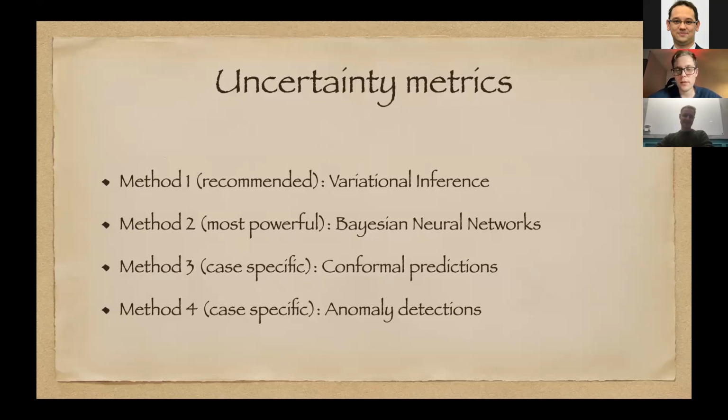And method four is very similar, but slightly different in principle: anomaly detection. So it's, for example, using an autoencoder that will try to estimate the reconstruction loss, which can provide some indication about whether the input is actually coming from the distribution that the model was trained on. But it also is case specific. It doesn't work with all types of data, so this choice is typically open, and with every problem we need to select the best method.